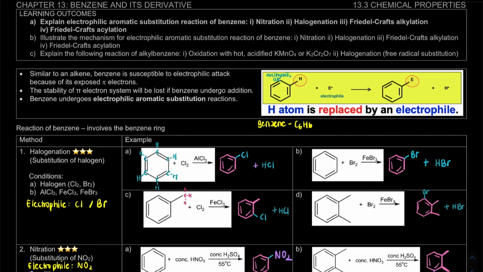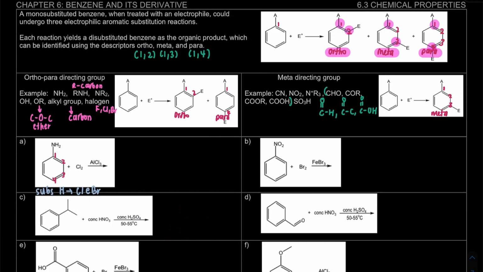So if the reagent is the halogen and our Lewis acid, what we're going to do is substitute the hydrogen with the electrophile. In this case, the electrophile would be the chlorine or bromine. It depends on your halogen here. Okay, so I'm just going to write down again what I'm going to substitute. So here I write down I'm going to substitute the hydrogen with the chlorine or bromine.